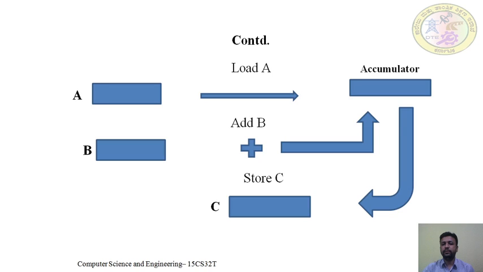The operand specified in the instruction may be source or destination, as we have seen in the definition, right? Because it is only one operand, that operand can be the source or the destination. In the load instruction, address A specifies the source operand and the destination is the accumulator.